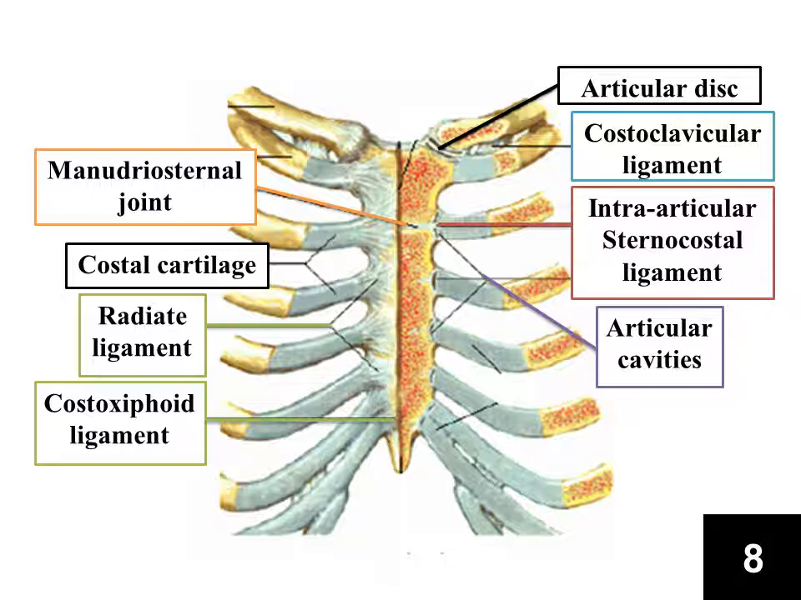Between the lower border of the manubrium sterni and the upper border of the body of the sternum. The articular surfaces are covered with hyaline cartilage and connected by a disc of fibrocartilage. Okay, secondary cartilaginous joint.